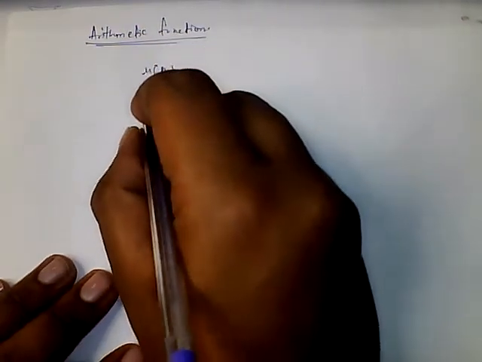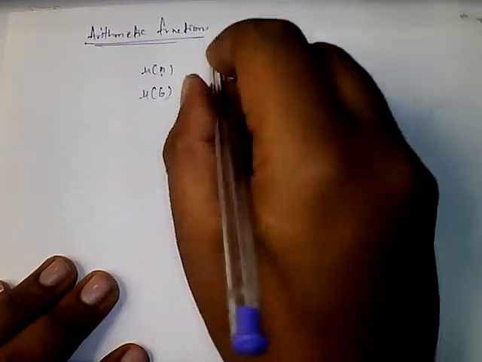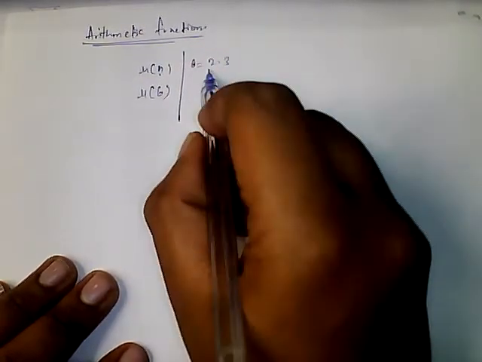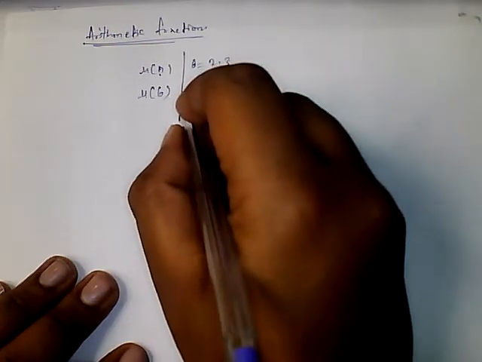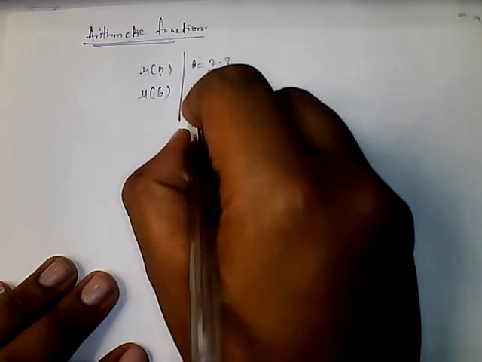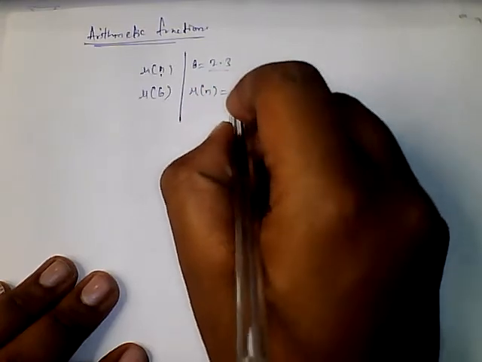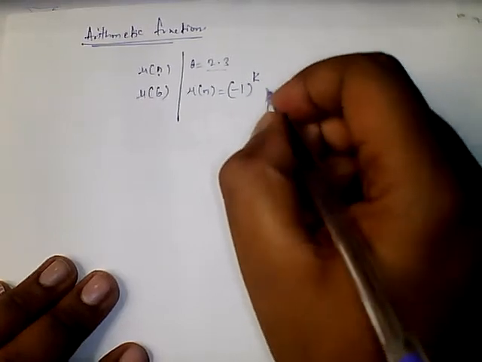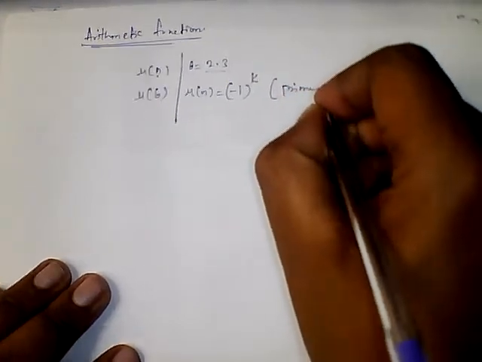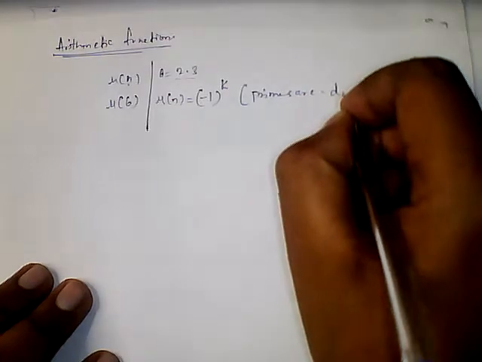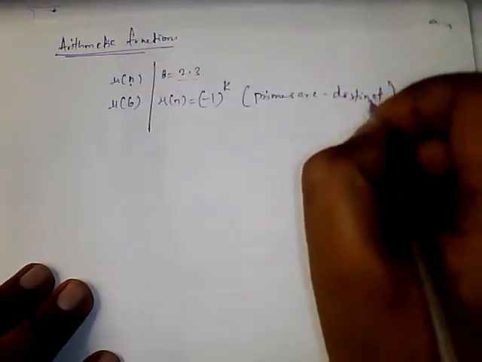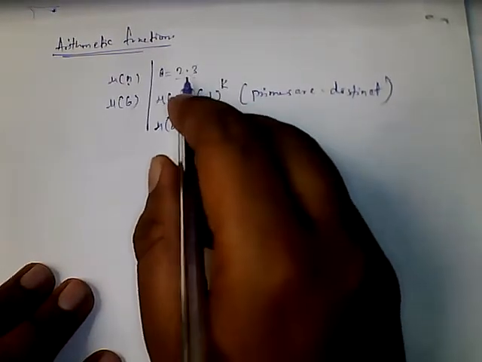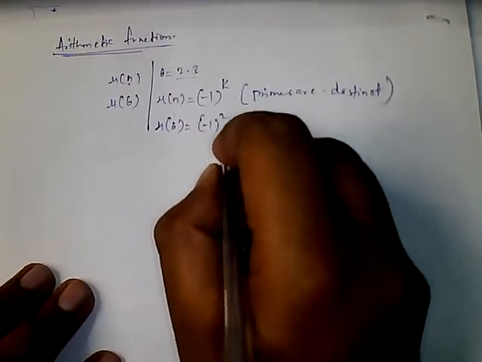For example, for mu of 6, the prime factors of 6 are 2 times 3, so we have two distinct prime numbers. The Mobius function says that mu of n equals (-1) to the power k if the primes are distinct. So for mu of 6 we have two distinct primes, so (-1) squared gives mu of 6 equal to 1.